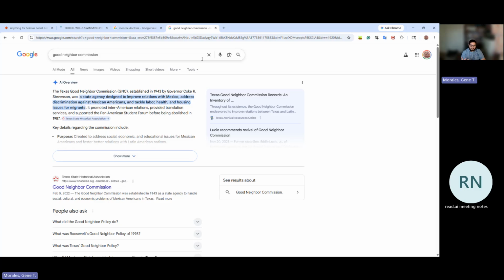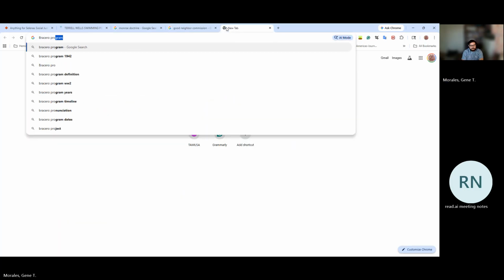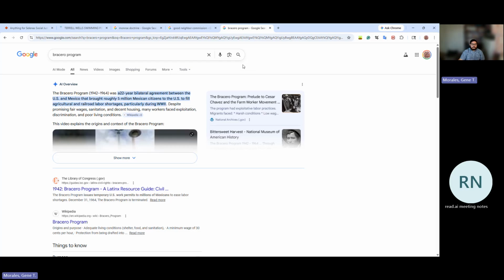And so inside this Good Neighbor Commission, which is really named after the Good Neighbor policy, we also start seeing why he's advocating for this new commission to be formed in Texas specifically. Why? Because it goes down to the Bracero program, right? And the Bracero program is this bilateral agreement between the United States and Mexico to allow Mexican farm workers to actually enter the United States and work on agricultural labor departments like the railroad factories during World War II.